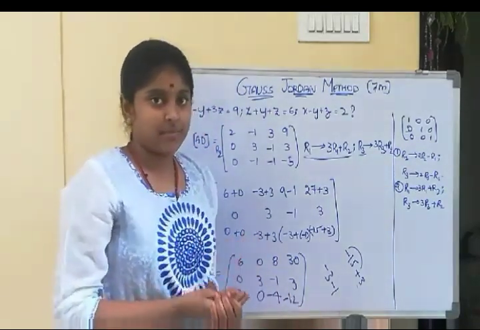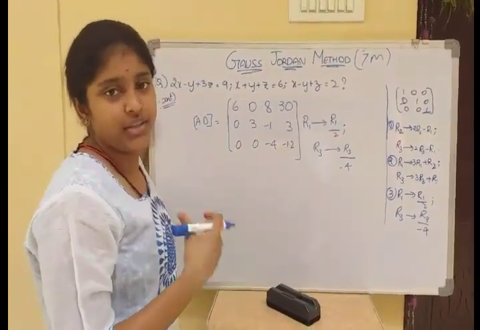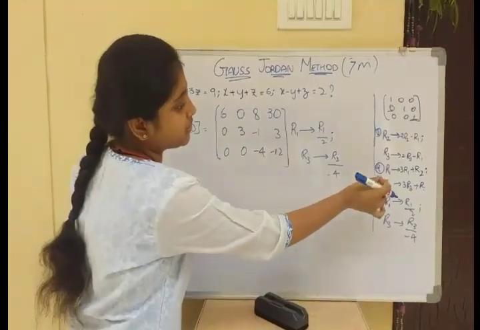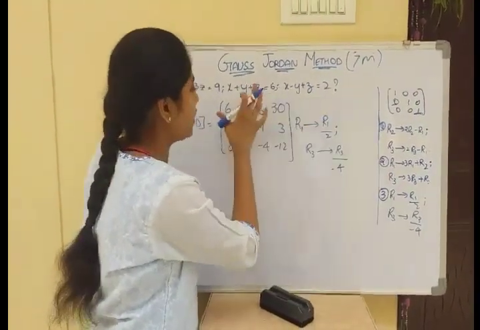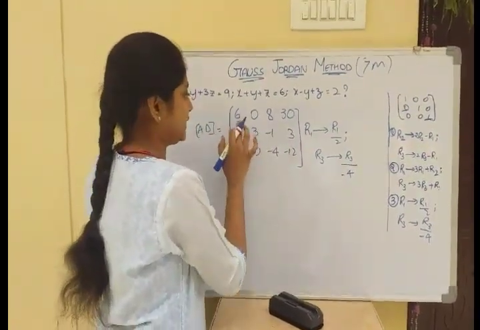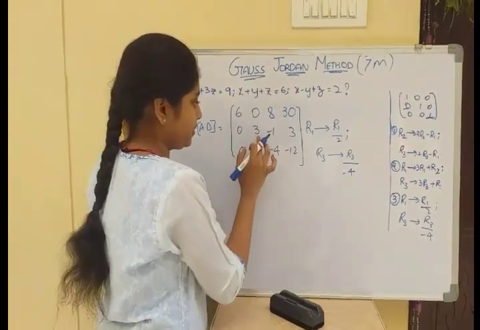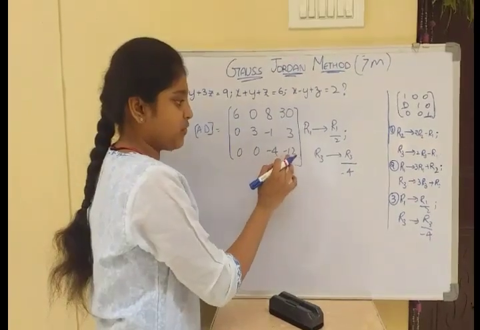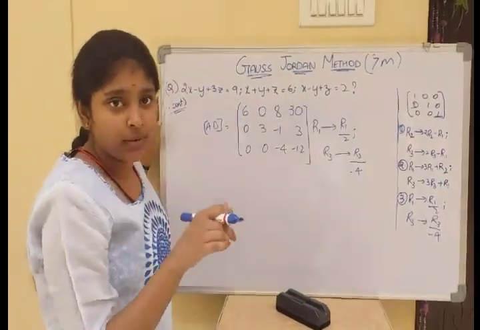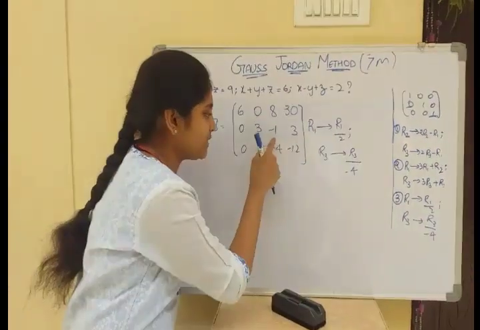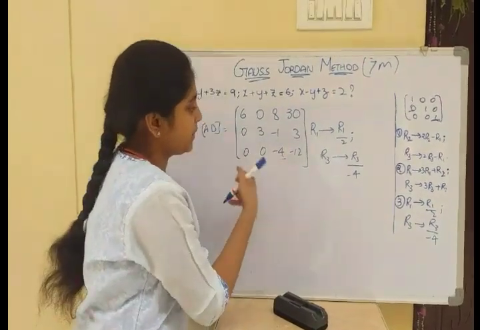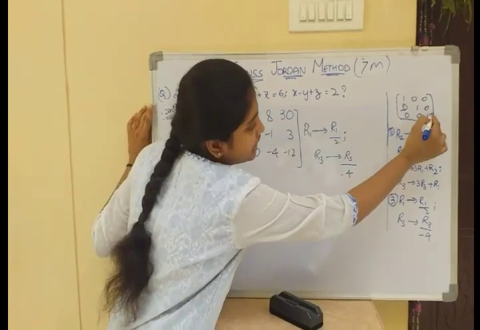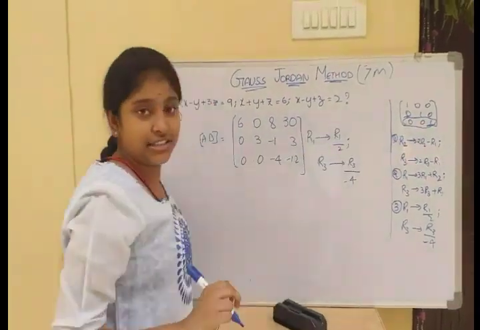Now we will get into the third step. After performing the second step, we got this matrix: 6, 0, 8, 30, 0, 3, minus 1, 3, 0, 0, minus 4, minus 12. Now here we need to make this minus 4 as 1. If we make this minus 4 as 1, we will get the last line of the identity matrix.